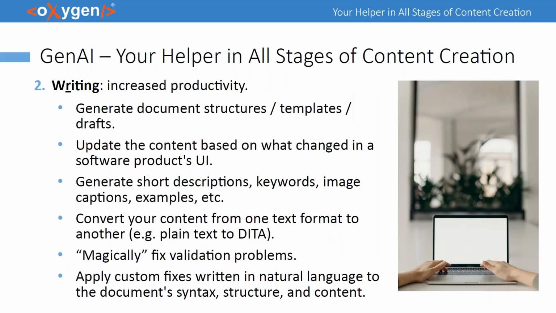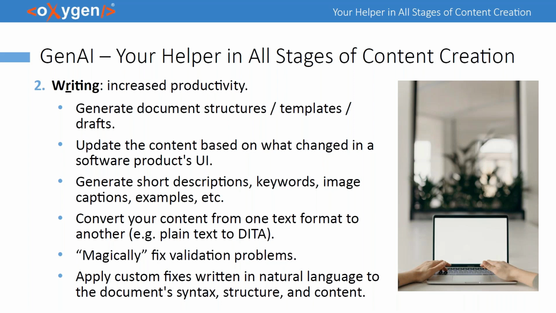Now, when actually writing the content, GenAI and Positron can help you by making you more efficient and more productive, and by enhancing what you can do in a specific period of time. You can use it to generate document structures and templates, or to create documentation drafts. You can use it to update the current content based on what changed in the UI.